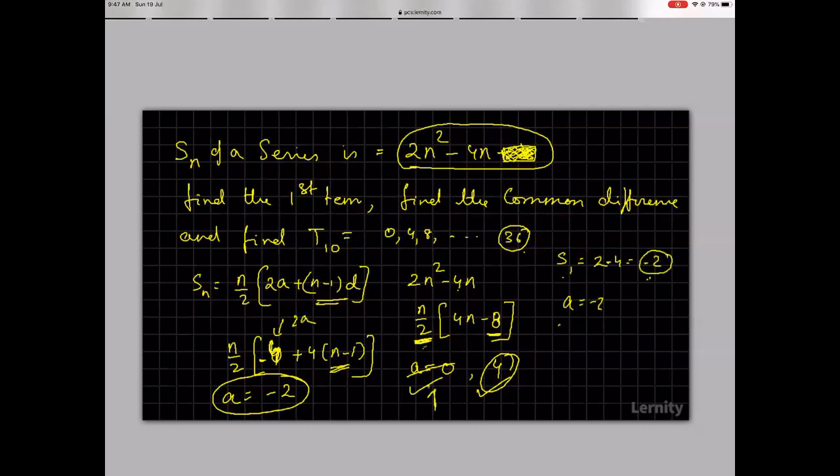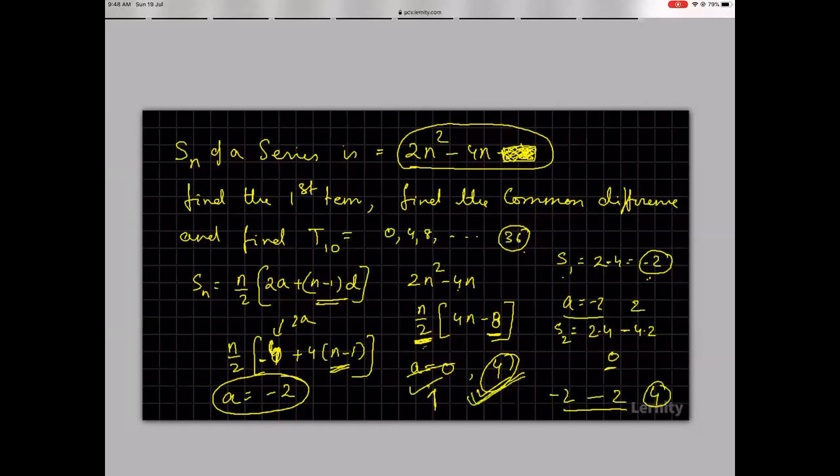Now let me find out S2. S2 is like 2 into 4 minus 4 into 2. So that will become equal to 8 minus 8, 0. That means the sum of the first two terms is 0. That means the second term must be 2. So from minus 2, I'm going to 2. So the common difference must be 4. So the common difference is 4.